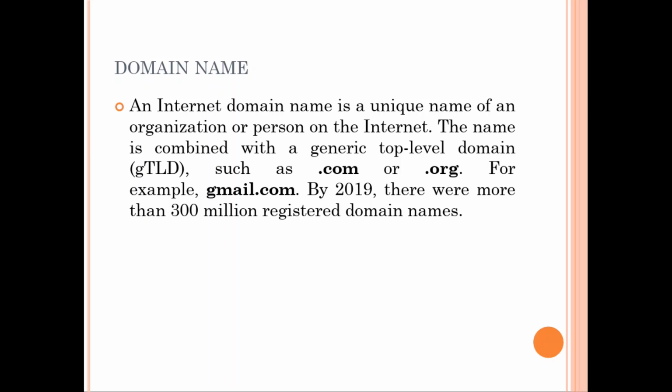The name is combined with a generic top level domain, called a GTLD, and examples are .com and .org. There is data that by 2019 about 300 million registered domain names were on the web, and year by year this number is increasing because everyone wants to appear on the net.